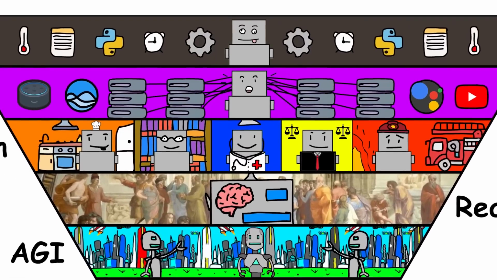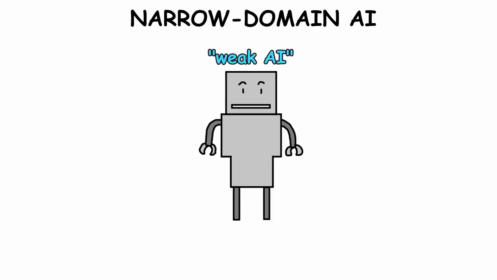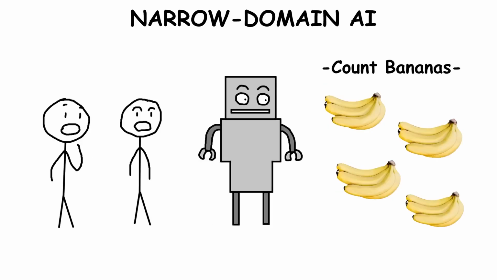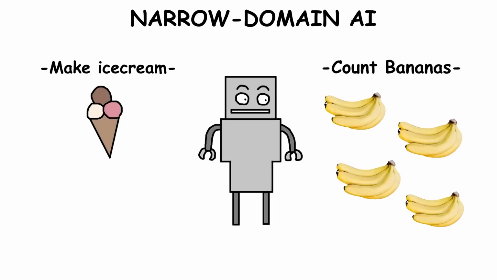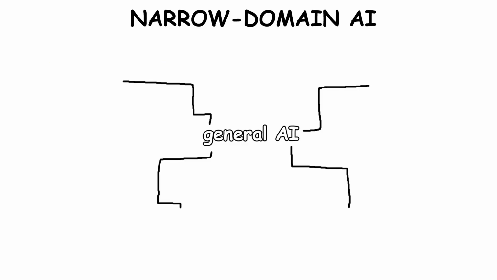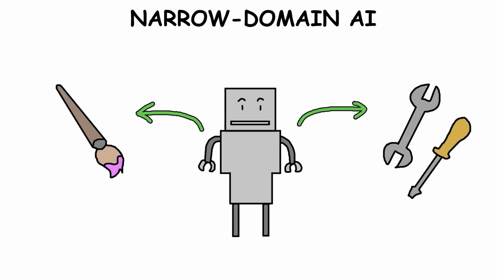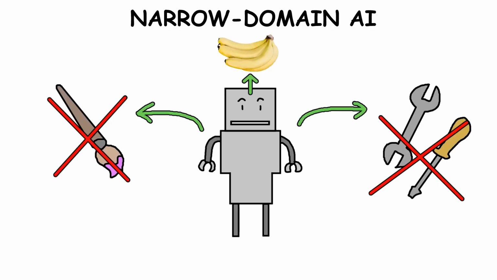Narrow domain AI. Also called weak AI, this type of artificial intelligence is made to do one specific task really well. It's super focused on one job and often outperforms humans in that area, but it can't do anything outside of its specialty. Unlike general AI, which can handle a wide range of tasks, which we'll cover later down the line, narrow AI can't apply its skills to anything other than its specific purpose.